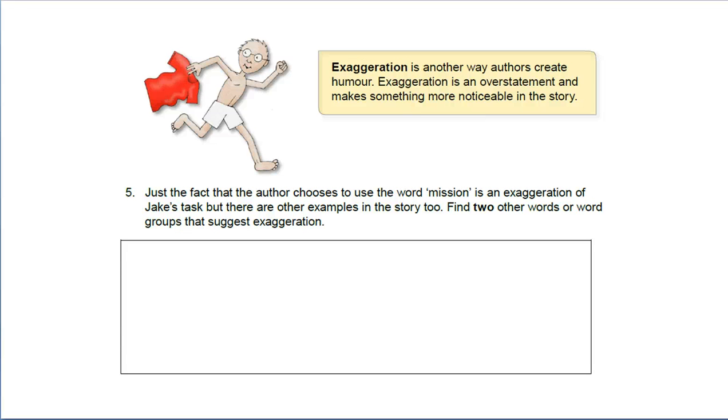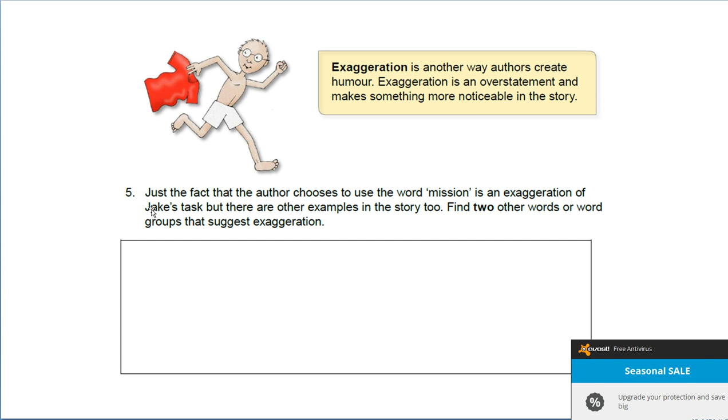Exaggeration is another way that authors create humour. Exaggeration is an overstatement and makes something more noticeable in the story. Okay, so let's look at number 5. So just the fact that the author chooses to use the word mission is an exaggeration of Jake's task, but there are other examples in the stories too. So find 2 other words or word groups that suggest an exaggeration.